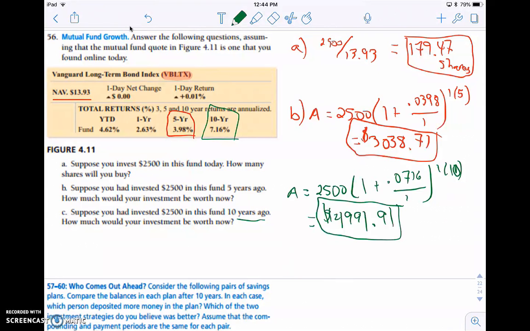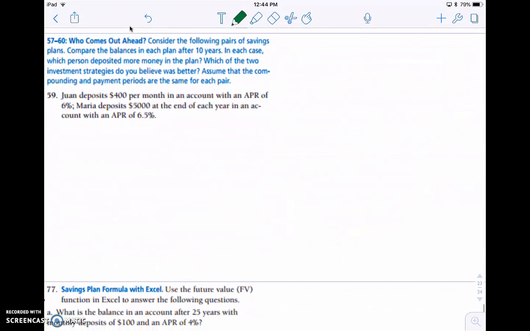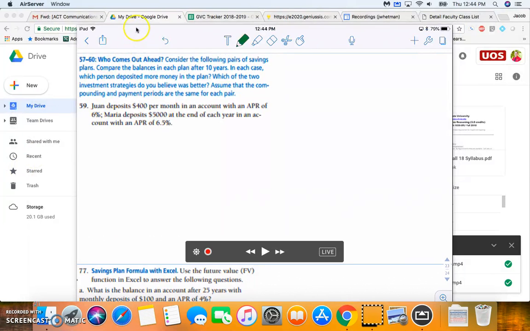Mutual funds are usually a lot more safe than investing in individual stocks. And so it's just, again, another way to invest your money. So next we're going to look at one problem, and then the last video we'll be looking over how to use Microsoft Excel to do some calculations.